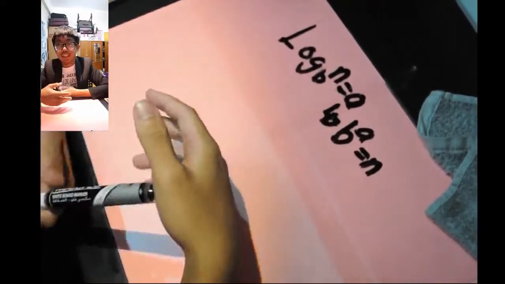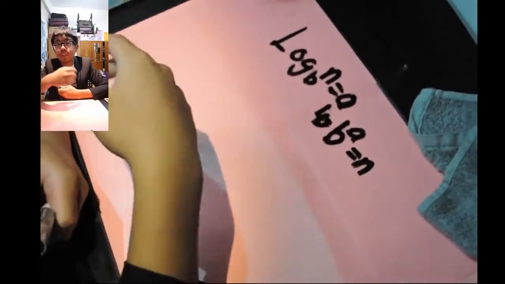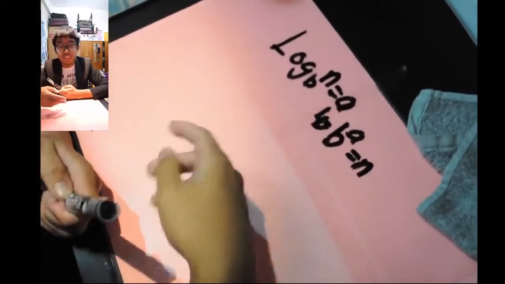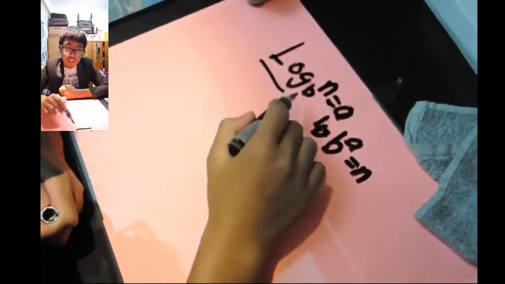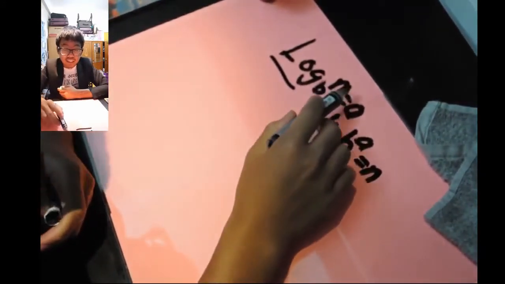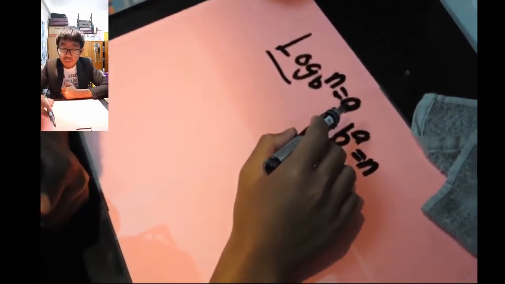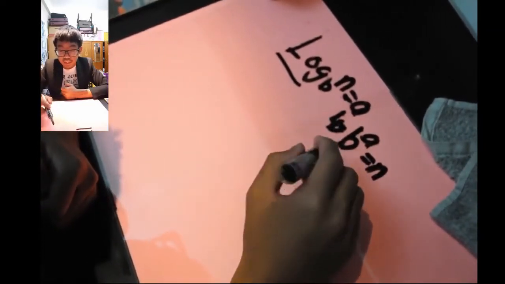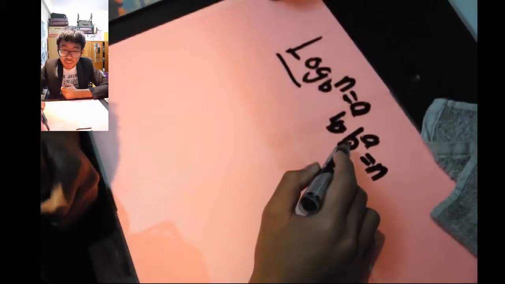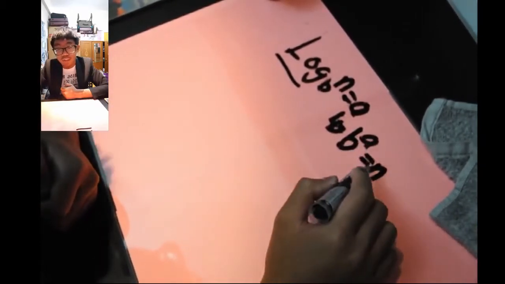Right, so let's begin. Today, I will be showing you how to solve logarithmic equations. So, log base b of n equals a. In order for you to write that, you should read it as it is, which is b raised to the power of a is equal to n.